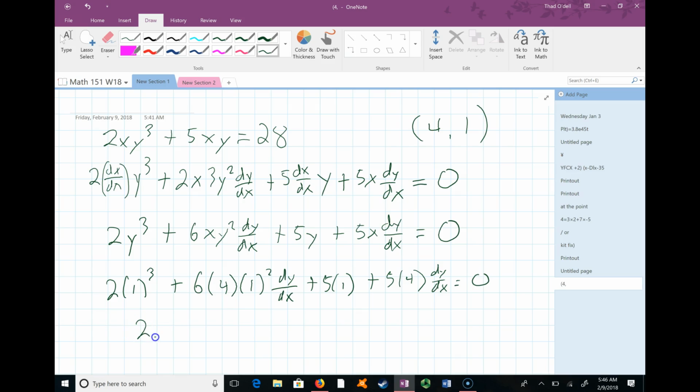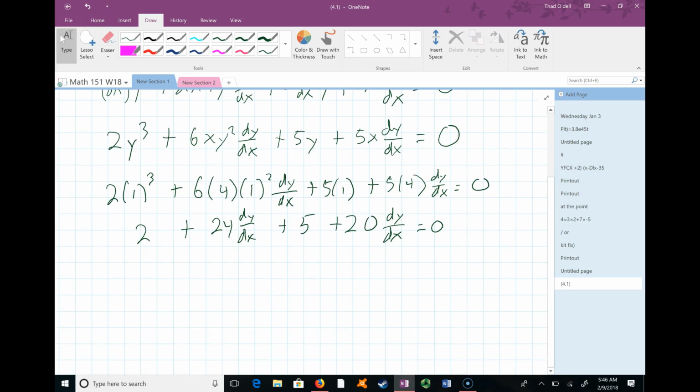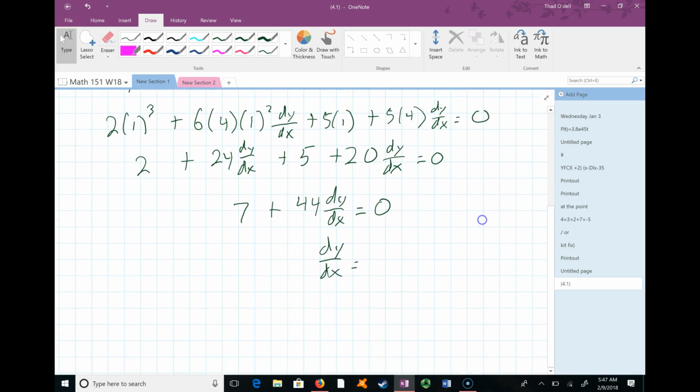So then I have 2 plus 24 dy/dx plus 5 plus 20 dy/dx equals 0. So the 2 and the 5 give me 7. So that'd be 7 plus, and the 24 dy/dx and the 20 dy/dx, that would be 44 dy/dx. That's equal to 0, which means dy/dx would be equal to -7, and then divide by 44.